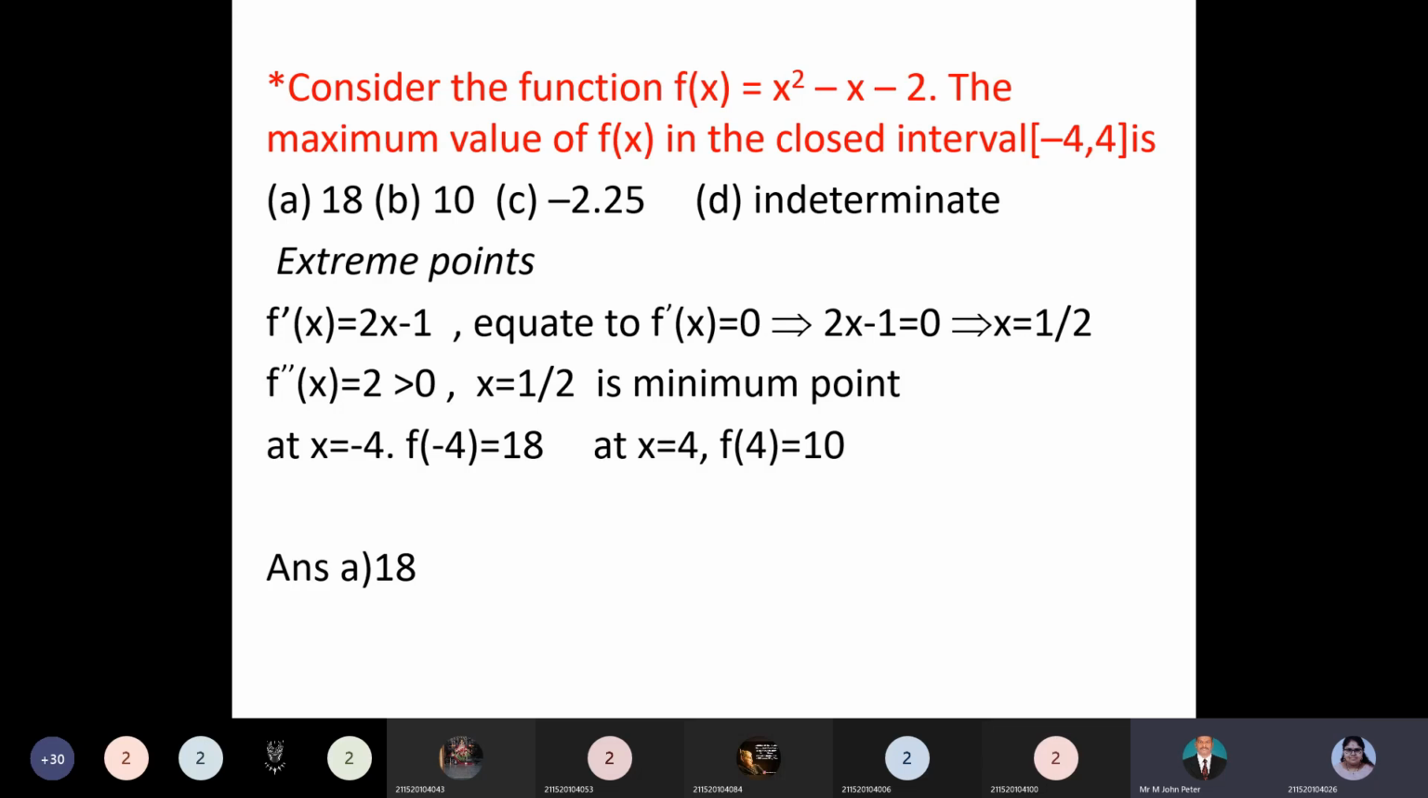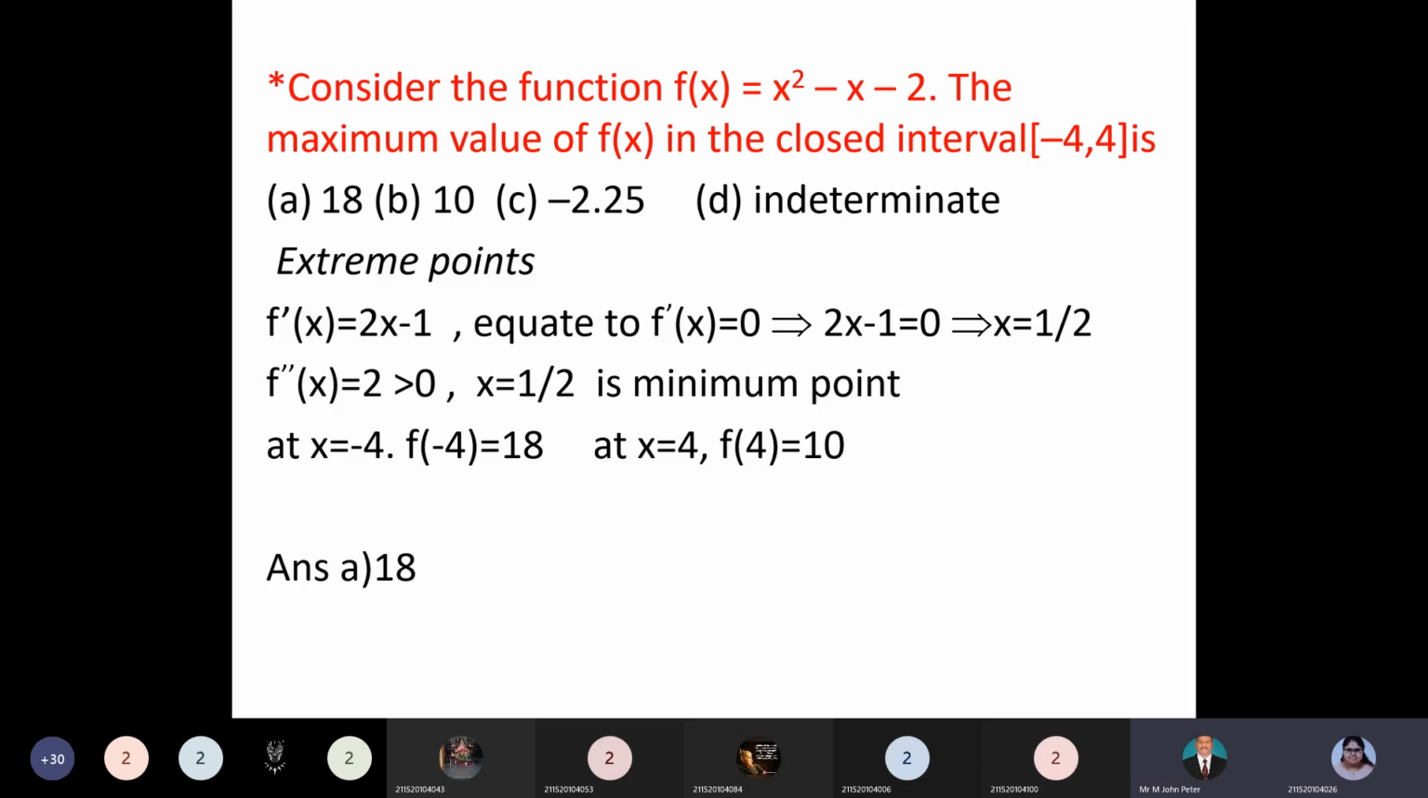Next, identify the second derivative. We are getting it greater than 0, because we differentiate the first derivative 2x minus 1 with respect to x once again. 2x gives 2, minus 1 gives 0, so that means 2, which is greater than 0. As per the prior concept, second derivative greater than 0 means the point is a minimum point. If the second derivative is less than 0, the point will be a maximum. Hence x equal to 1 by 2 is the minimum point.